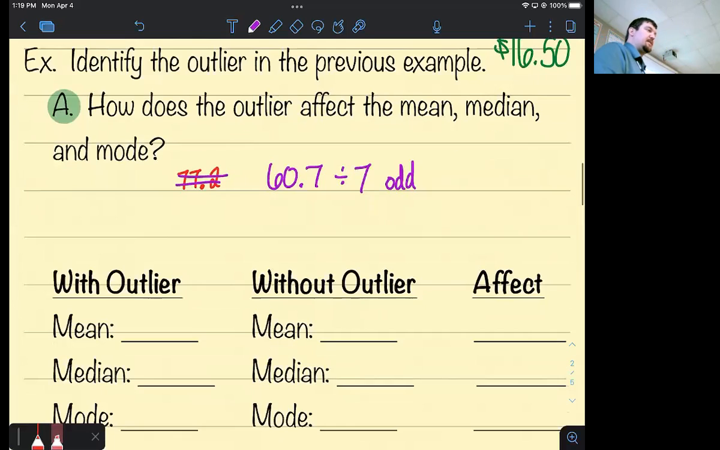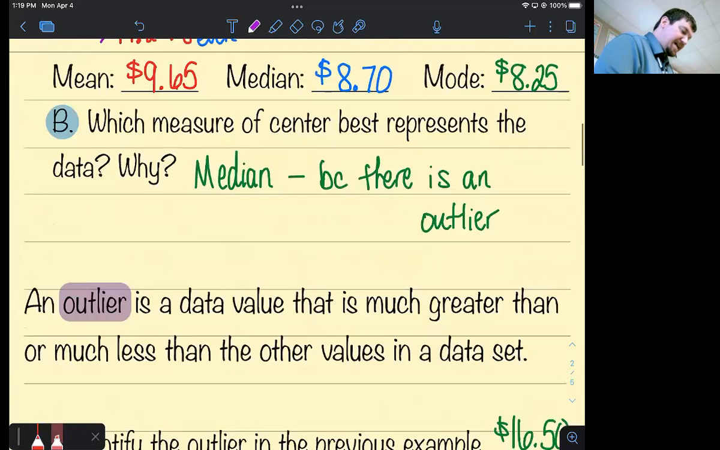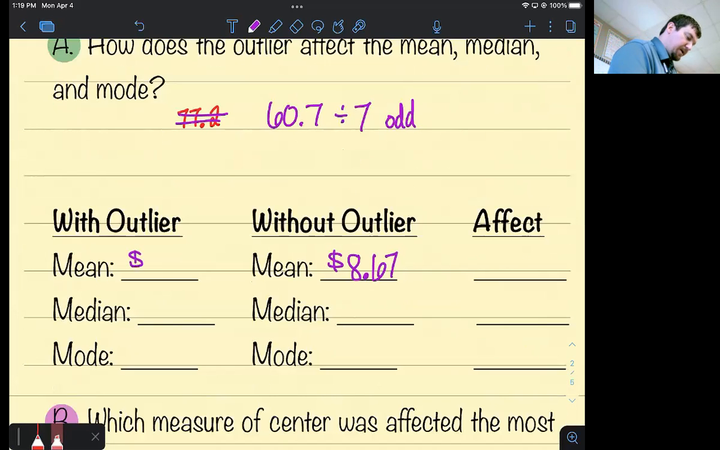Can someone tell me what 60.7 divided by 7 is? Go ahead and round it to 2 decimal places since we're talking about money, Lizzie. 8.67, so $8.67. It previously was $9.65. We already found that out. And that is an effect of how much? How much did removing the outlier change the mean by, Xander? 58 cents. Exactly. And so he's just subtracting the difference there to see what it changed by.